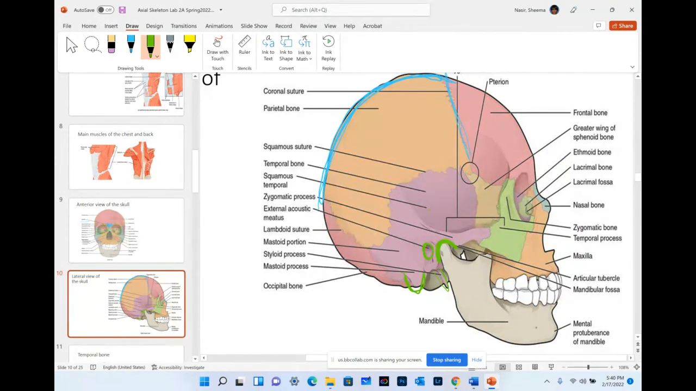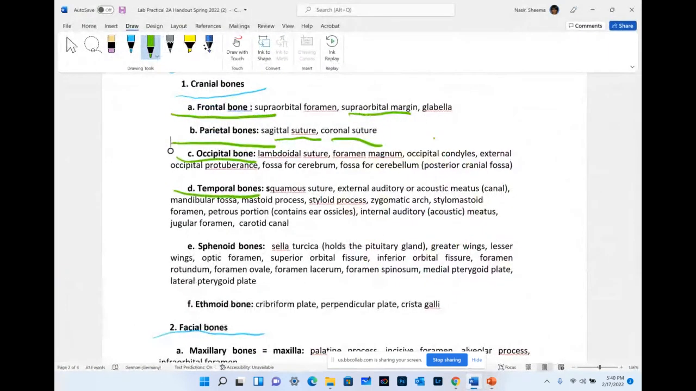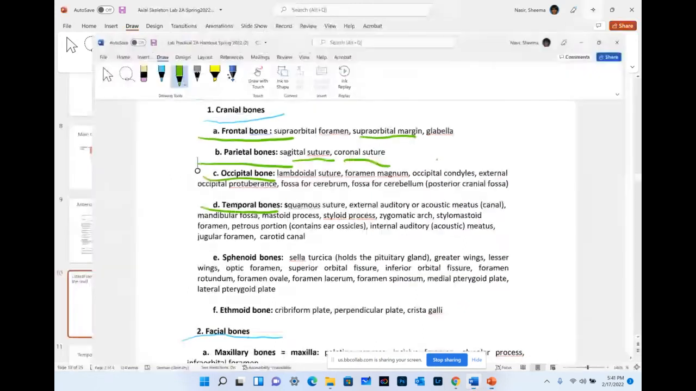This is your mandibular fossa. This is your zygomatic process. This is your squamous suture. So we did squamous suture, external auditory meatus, mandibular fossa, mastoid process, styloid process, zygomatic arch, stylomastoid foramen, and petrous portion of the temporal bone.